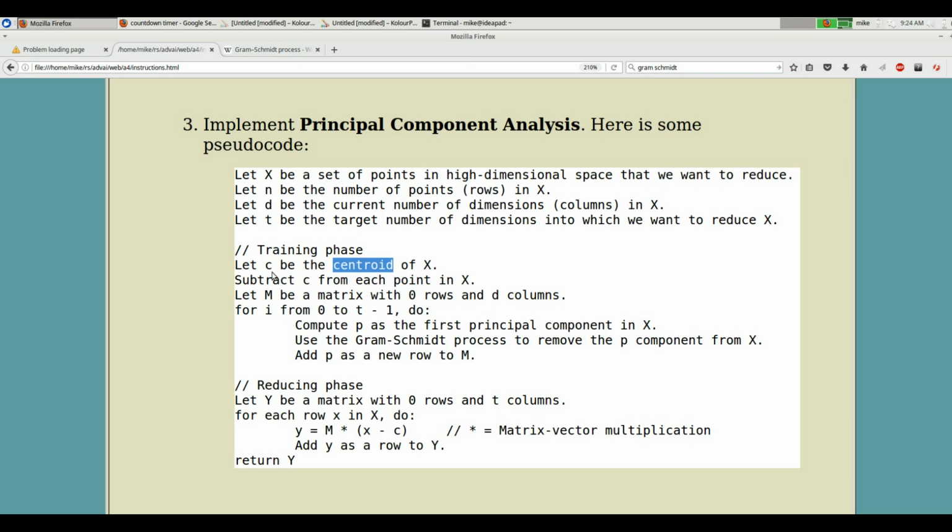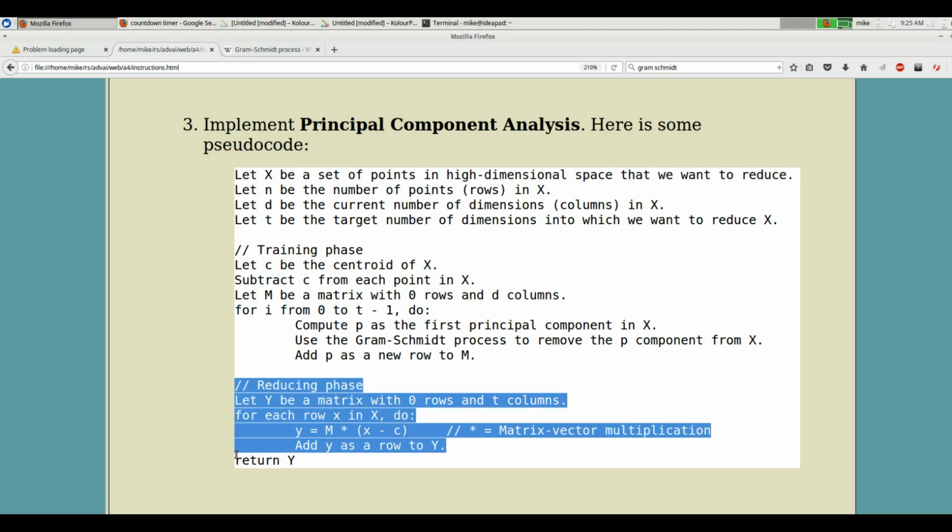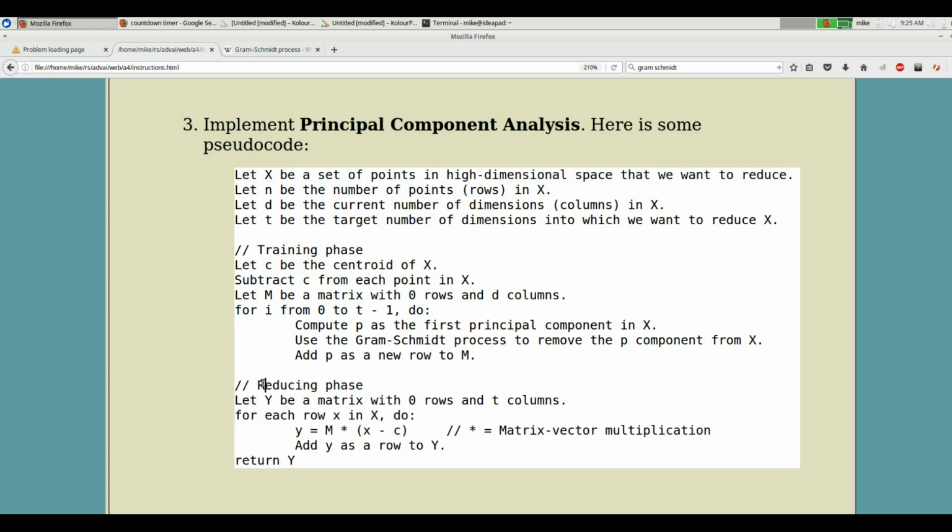Okay. Subtract the centroid from each point in X so that now we can use that algorithm up there to compute the first principal component about the origin. Then we're going to use the Gram-Schmidt process to remove that component from the data. And then P becomes a new row in M, where M is going to be the list of all your principal components. To reduce it, we just project onto M. Okay, I think you get it. Out of time. Thanks for coming.